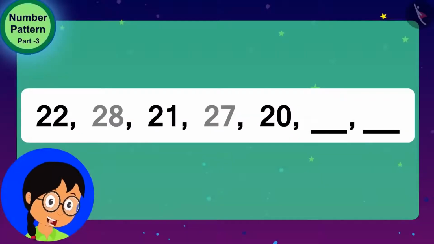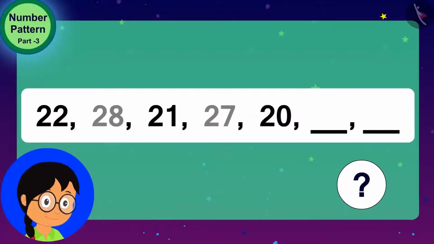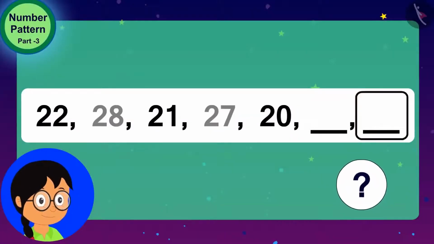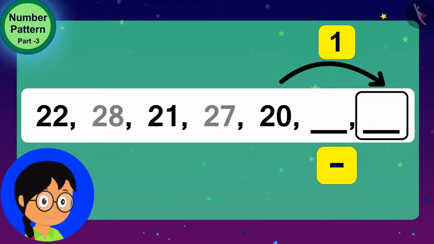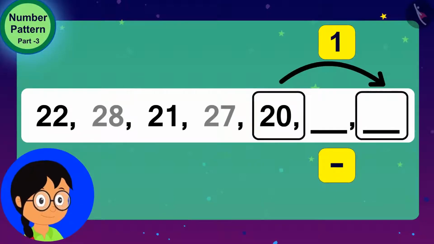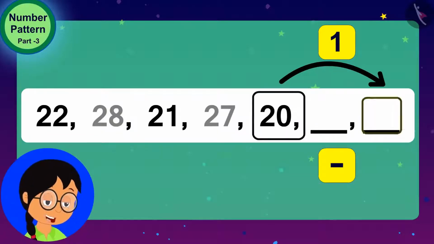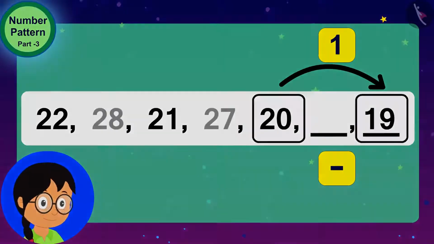So, what do we have to do to get the number written in the 7th place? Meenu asked the audience. That's correct. 1 has to be subtracted from 20. In this way, the number of the 7th place will be 19.